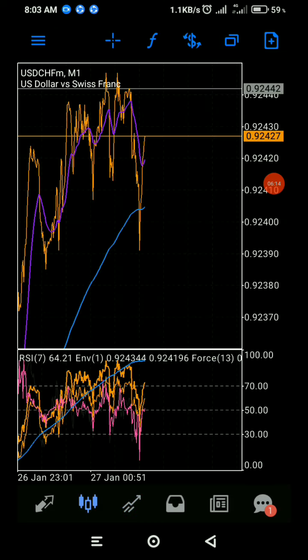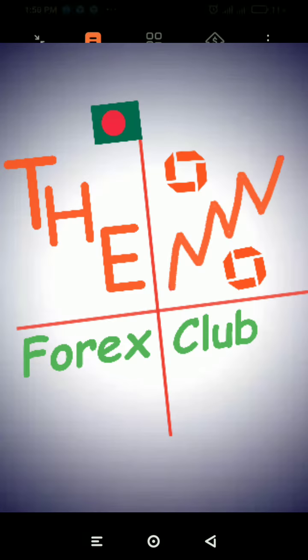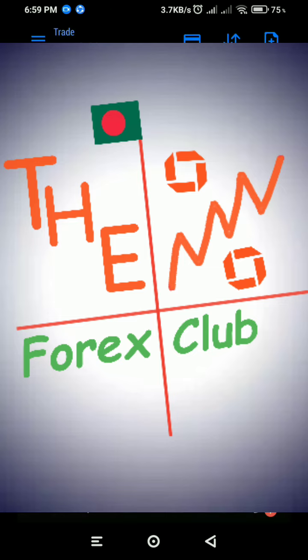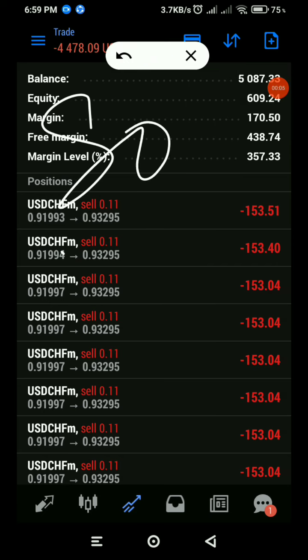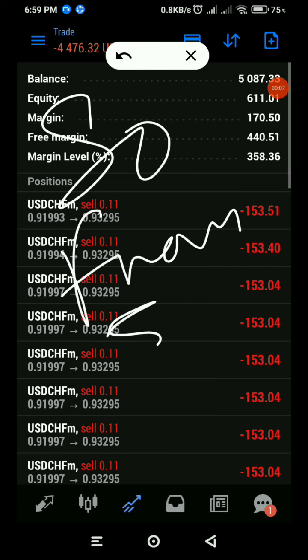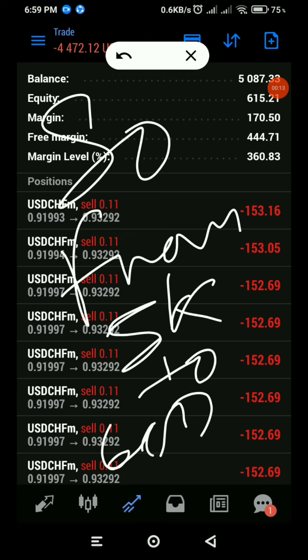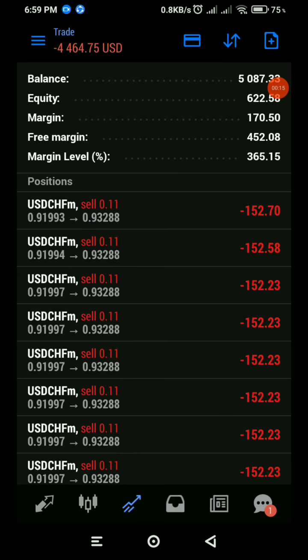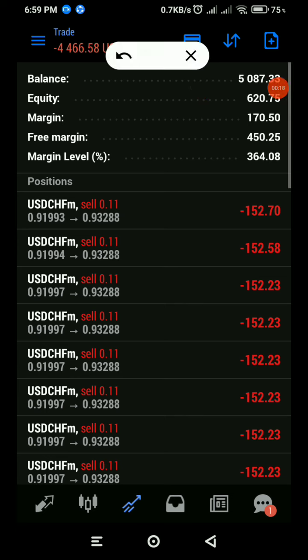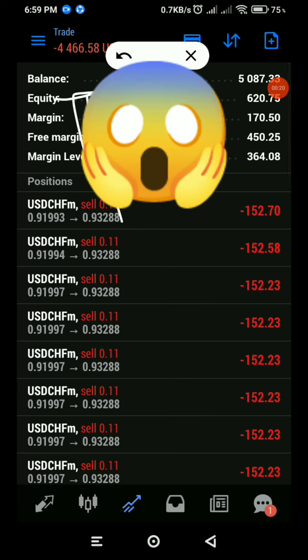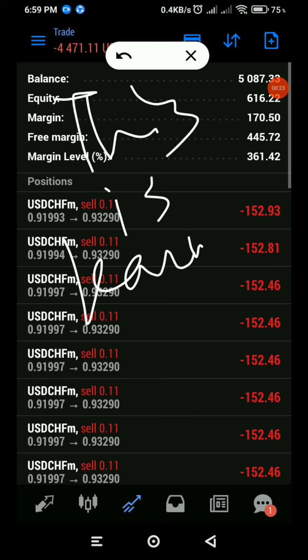And from the H1 chart you see that on the M1 chart it's hitting upwards, but on H1 it shows a buy tendency for USD Swiss franc. So from 5K to $600 is a great loss, because too much time passed but price didn't come down.